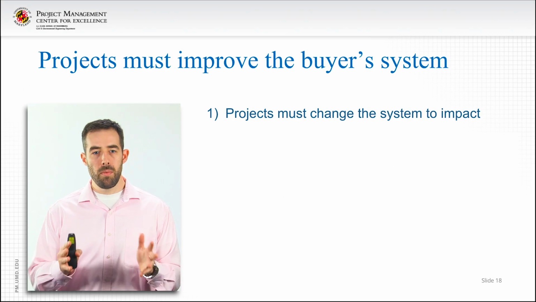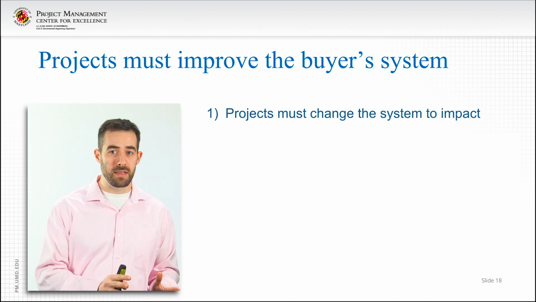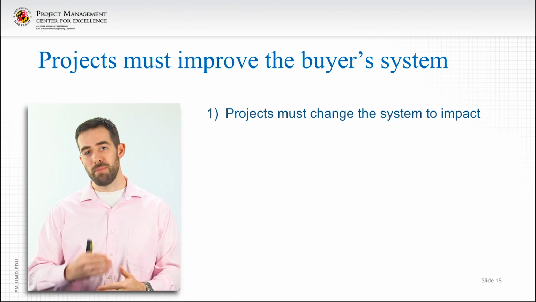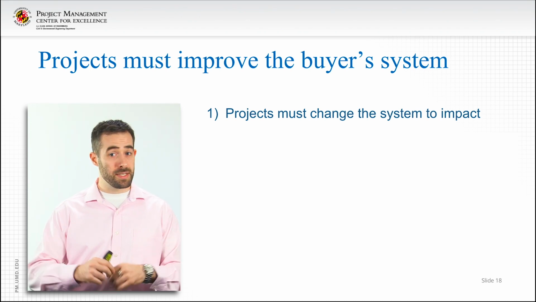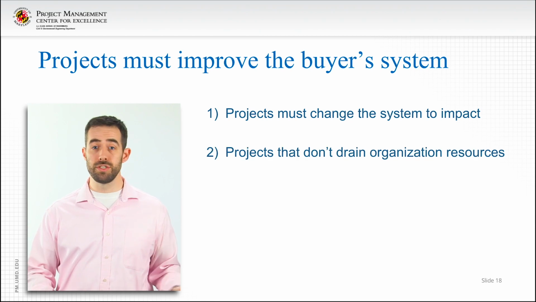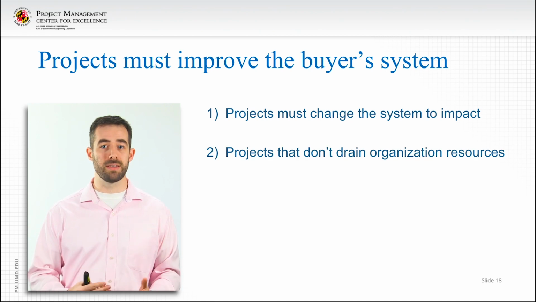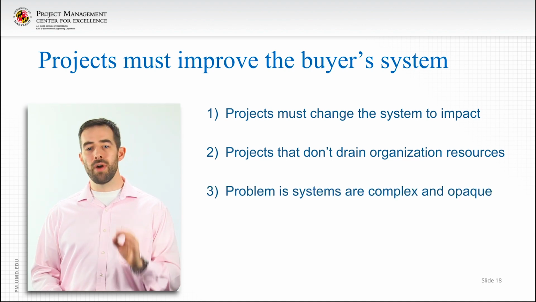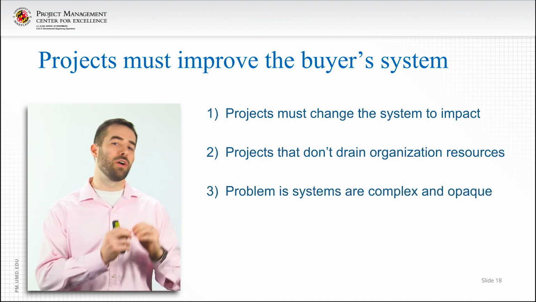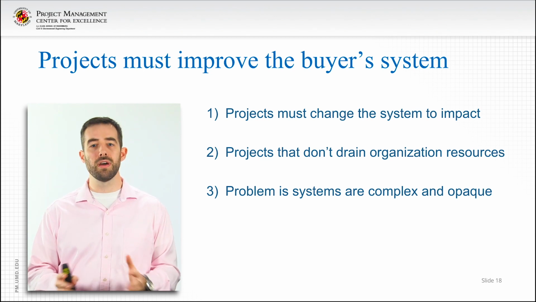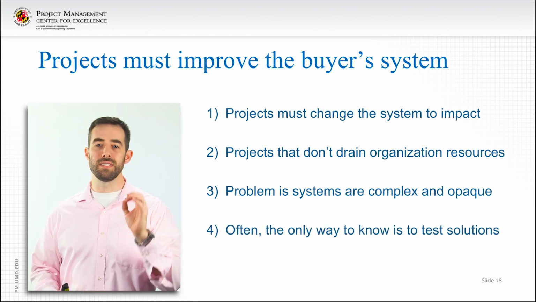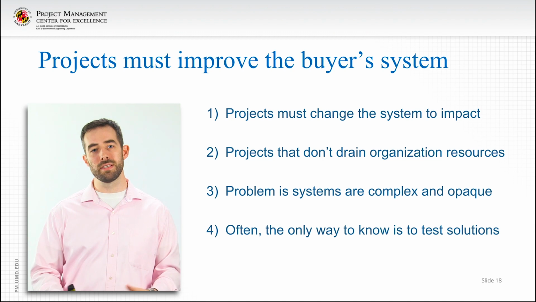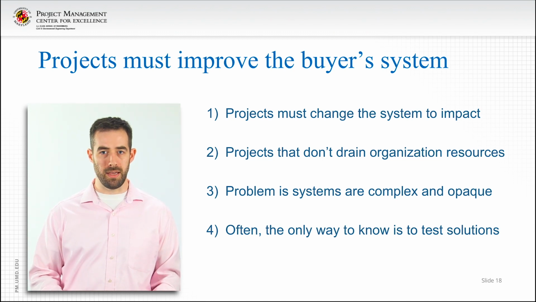So again, projects must impact the system in order to make an impact to the buyer and derive benefits. Projects that don't improve the whole system just drain resources. They just add to cost because there's been investment and delay of capital. The problem is always that systems are too complex to understand. In order to understand what's going on in a system, we have to test solutions because modeling a system is much more complex than just 5 processes A to E.